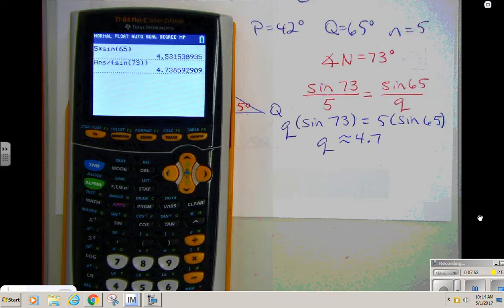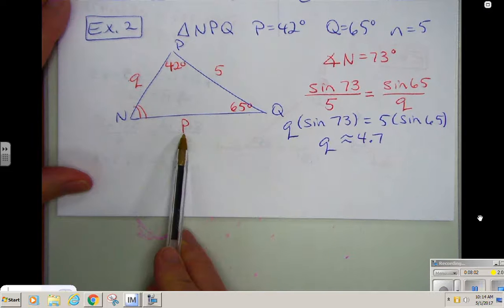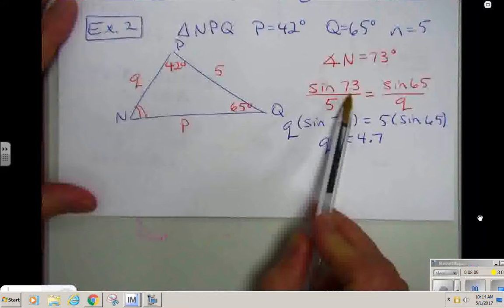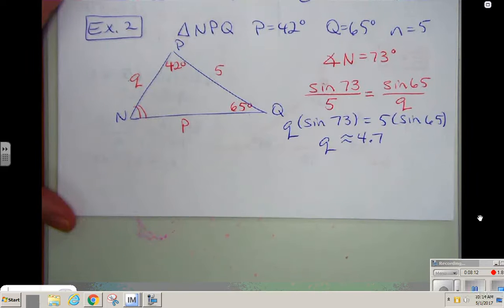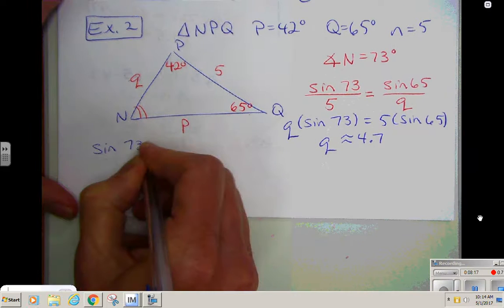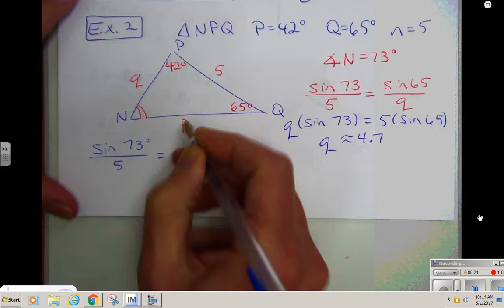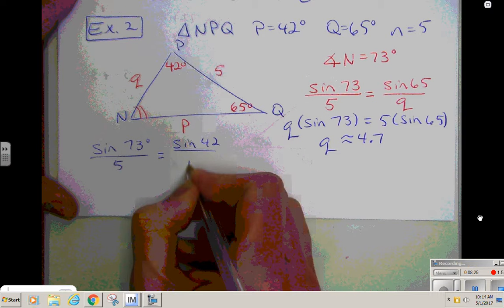All right, so when they tell you to solve the triangle, they mean find all the things that are missing. So we still need to solve for P. So I'm going to use the sine 73 over 5 again because those are exact answers. I don't want to use something that I've rounded because that's going to make my final answer for my other side a little bit off. So I'm going to use the exact numbers that I know. And that's going to be equal to the sine of 42 over side P.